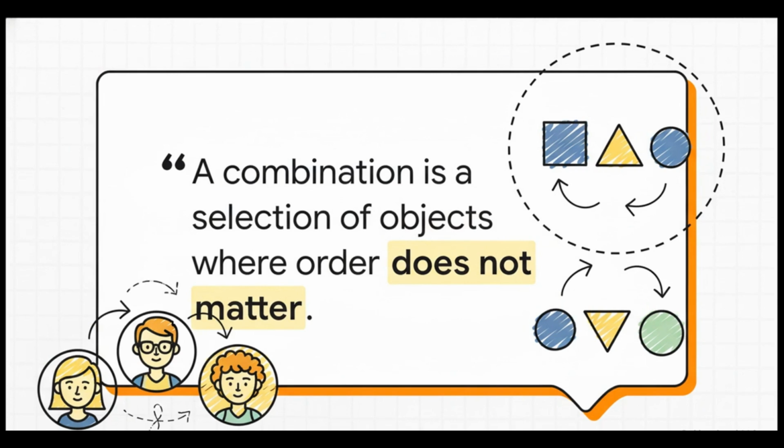Now let's flip that idea on its head and talk about a combination, where the order means nothing. This time, imagine you're not assigning specific jobs. You're just forming a 3-person committee. In that case, a committee with A, B, and C is the exact same thing as a committee with C, B, and A. The group itself hasn't changed.